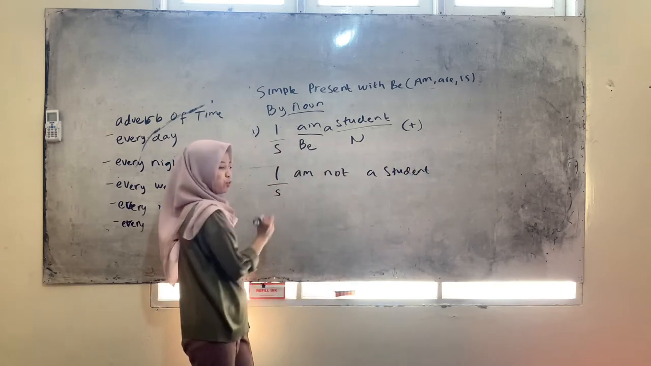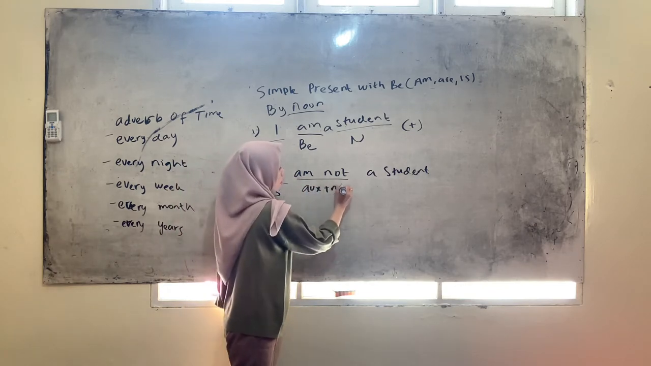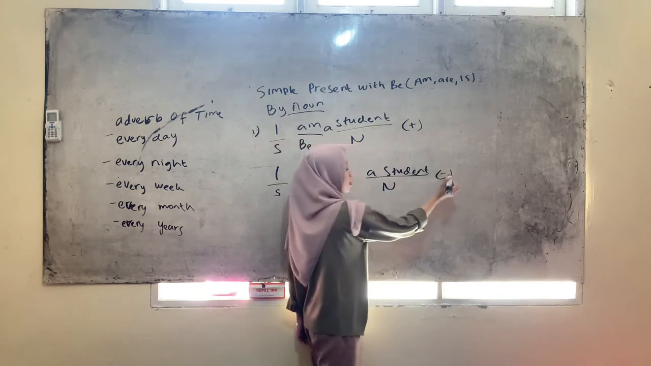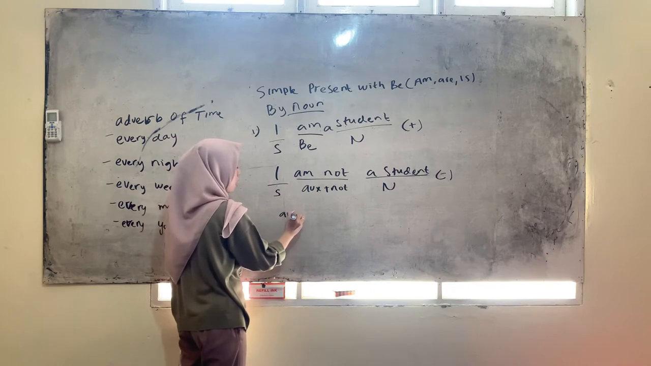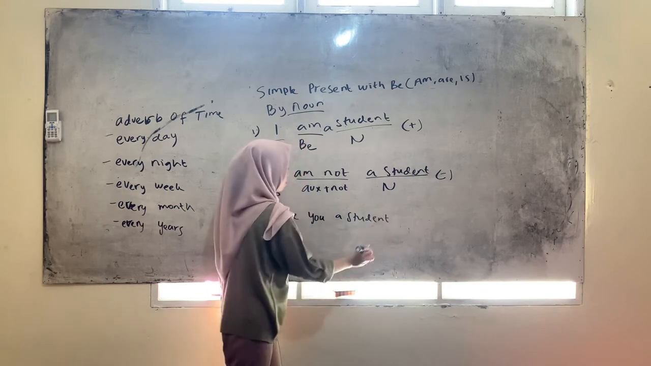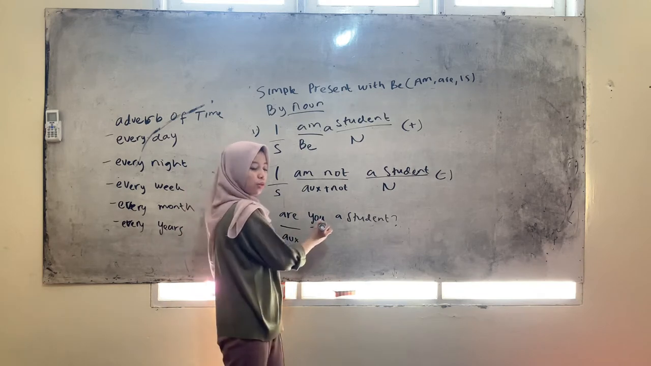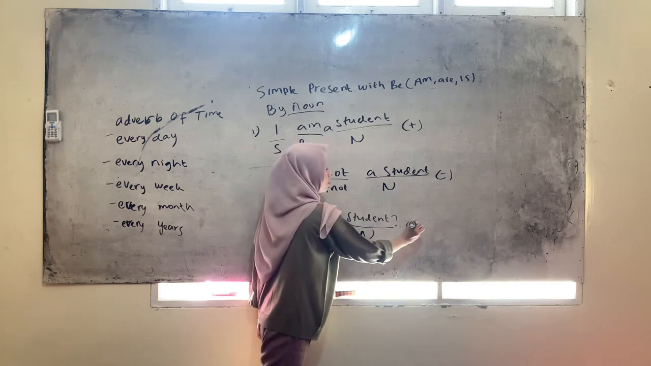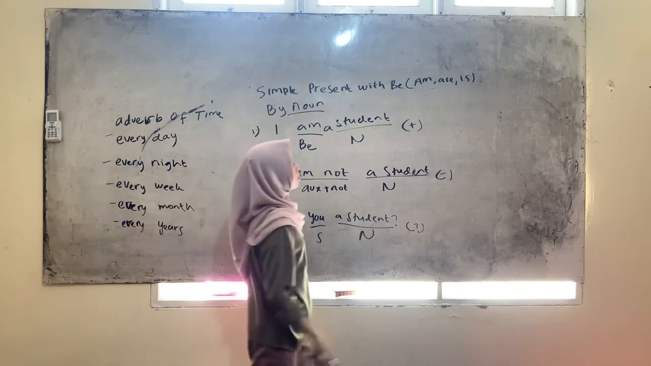Okay, if you make a negative sentence, yes, I am not a student. I as subject, am not as auxiliary plus noun, a student as noun. Negative sentence. Okay. If you make an interrogative sentence, yes, are you a student? Are as auxiliary, you as subject, and a student as noun. Interrogative sentence.